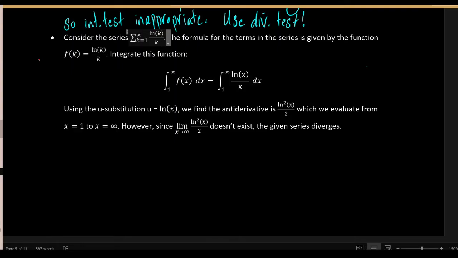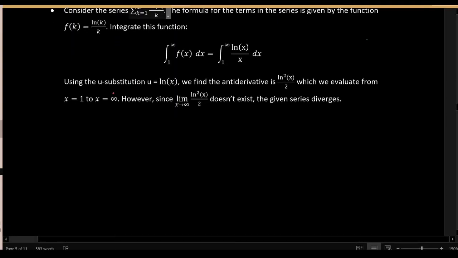Okay, so the student considers the series where we're summing as k goes from 1 to infinity, natural log of k divided by k. They notice that this formula for the terms in the sequence once again can be integrated. If you integrate that function with the u substitution u equals natural log of x, then the answer will work out to be natural log squared of x divided by 2, which can then be evaluated from 1 to infinity.